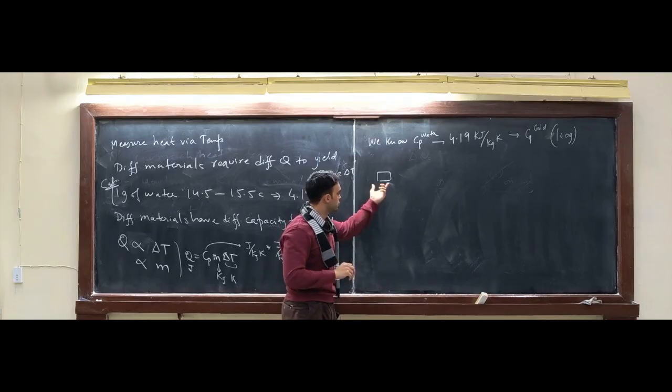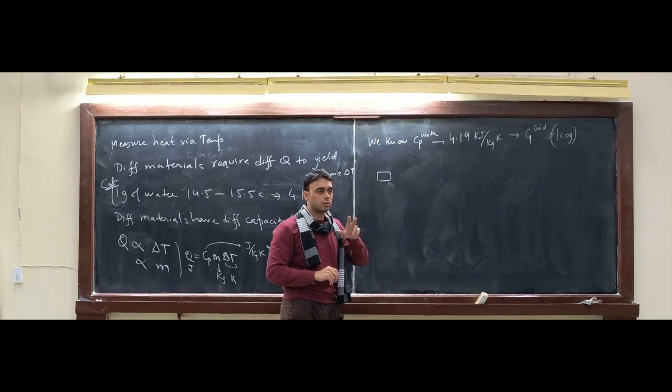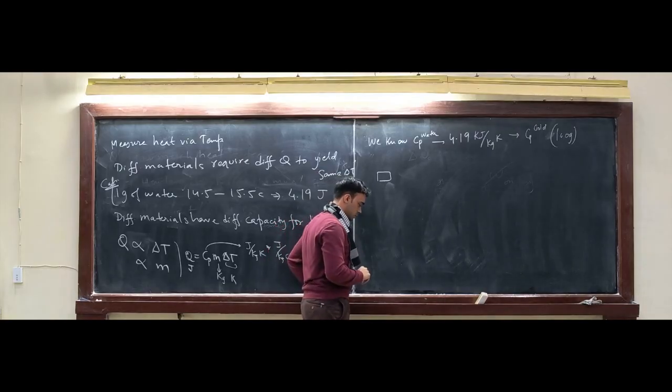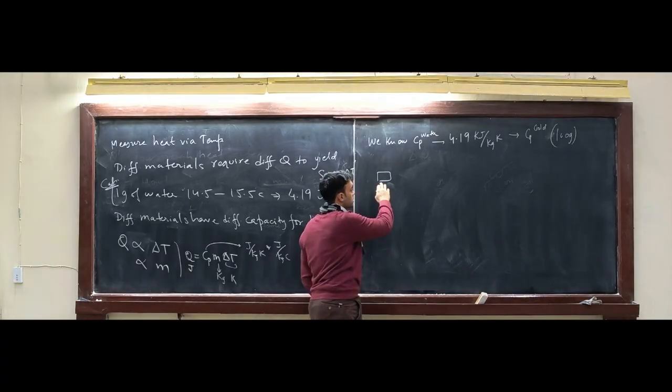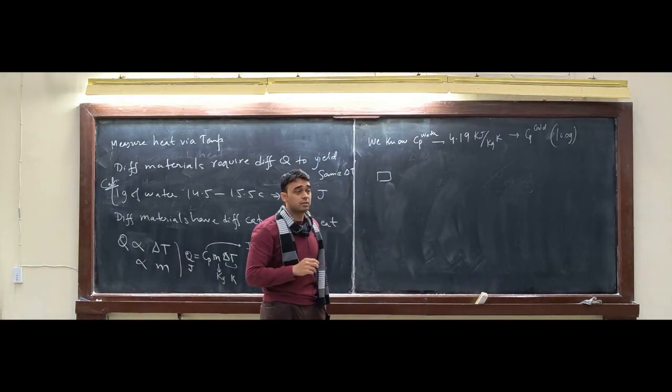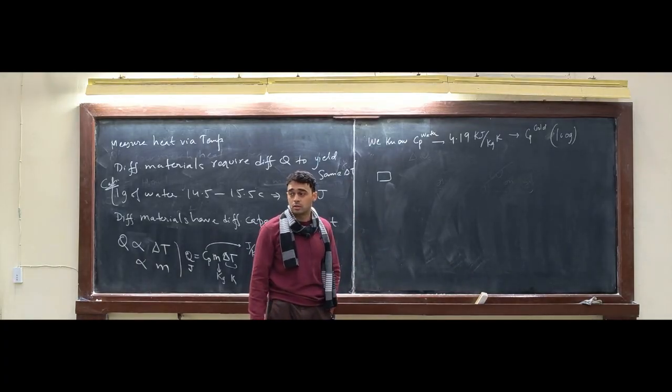So just imagine it looks like this. Now what do we do? We'll give the same heat to water and gold and we'll measure the delta T. But how do you measure the heat for this? You don't know the Cp of this. Put the gold into the water at some temperature and then calculate the change in the temperature.